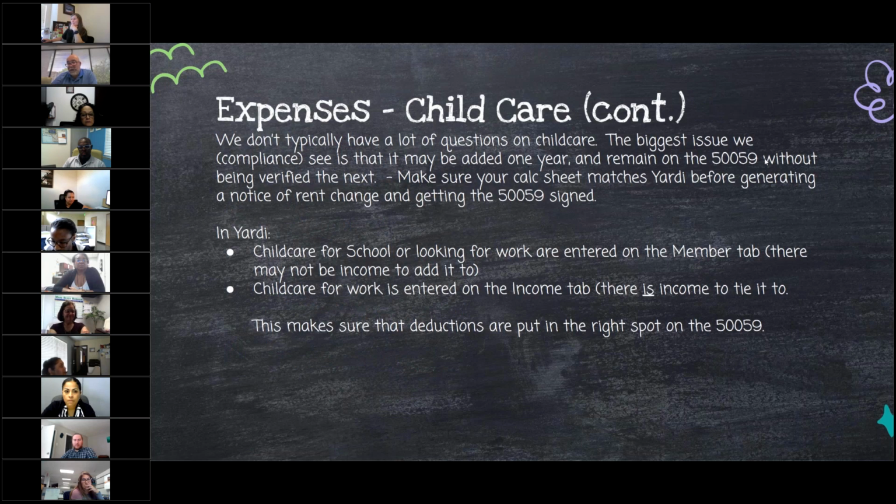I mean, intrinsically, this is how it makes sense to me: if it's work, then it goes with the work. If it's childcare or school, then there may not be an income source to add it to, and so it goes on the member tab. And that's how I remember to keep it straight in my head.